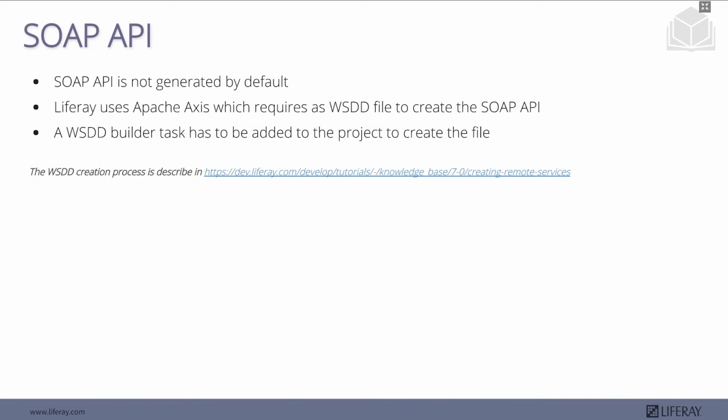Now moving on to our SOAP API. The SOAP services are not created by default. JSON, we get as soon as we make our services. SOAP, on the other hand, we've got to do a little bit of configuration. The long story short is we need to make a WSDD file, and to do that, we would run a Gradle task that will do just that.